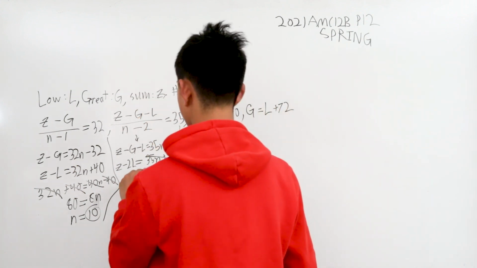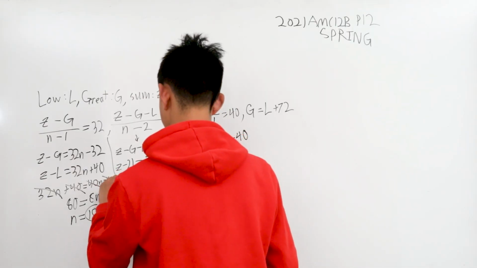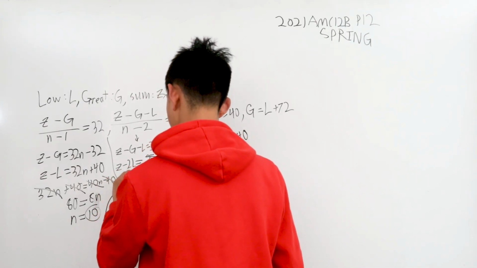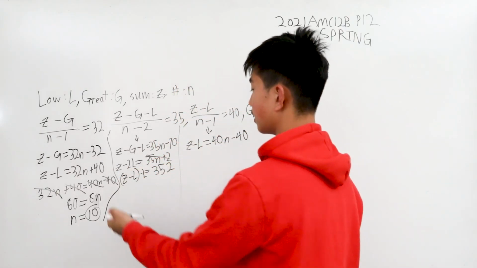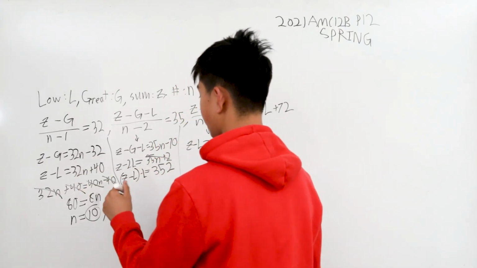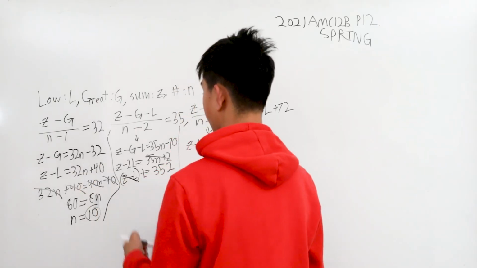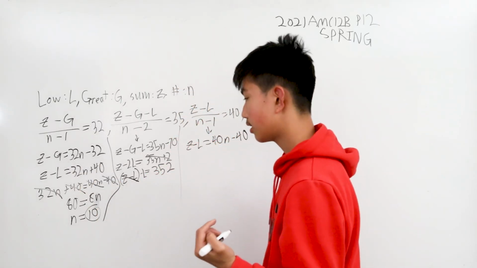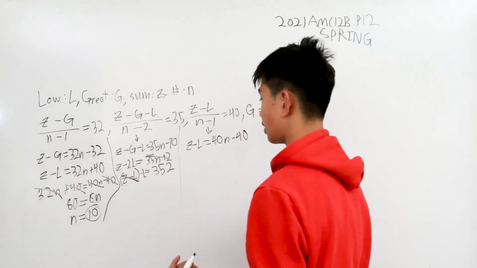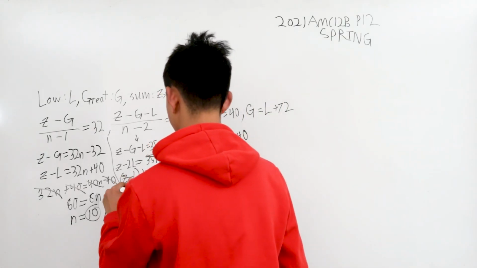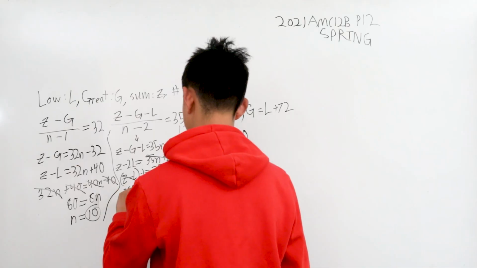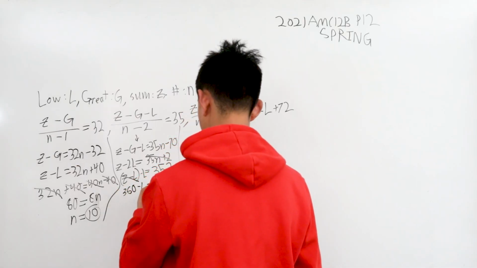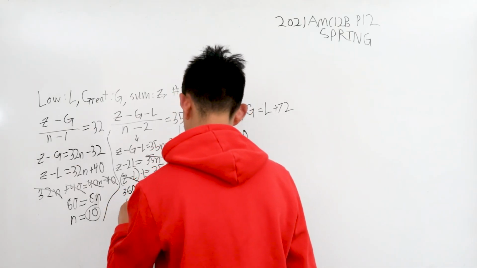We can take out Z minus L because we know what that is. That's 32n plus 40. This 32n plus 40 is 320 plus 40, which is 360. So we get that 360 minus L is 352. L is then equal to 8.